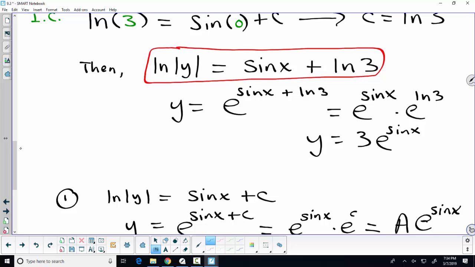I think as a general practice, just making it as simple as possible is a good rule of thumb. But honestly, if you're programming this, the computer doesn't care if it's 3 e to the sine x or e to the sine x plus ln 3. It computes it all the same. It's the same computational time to compute that.